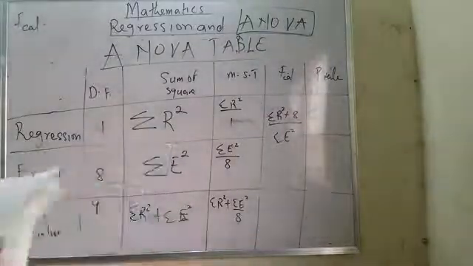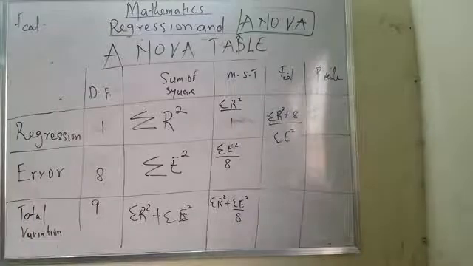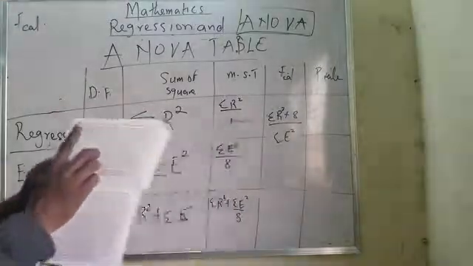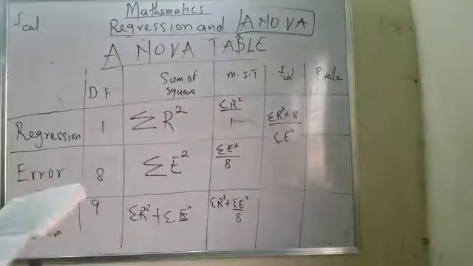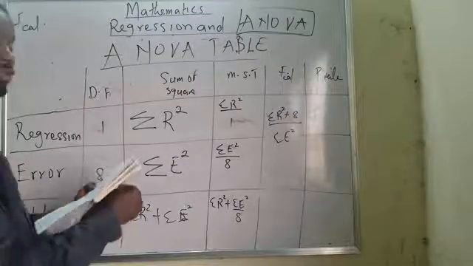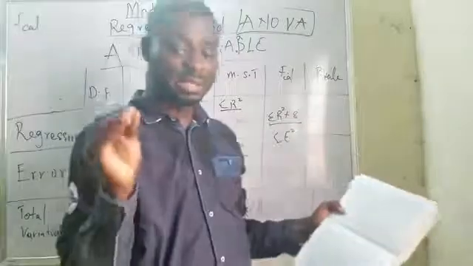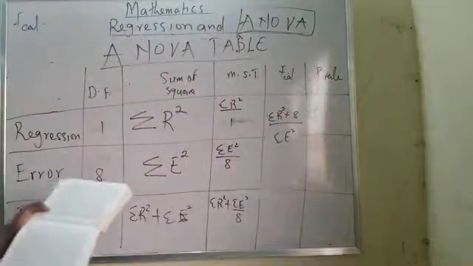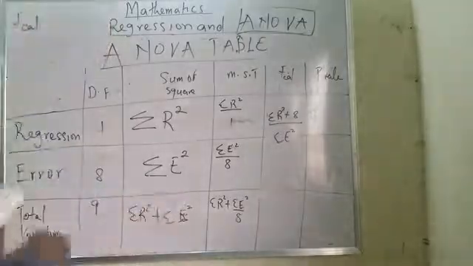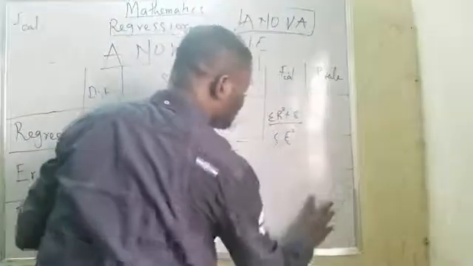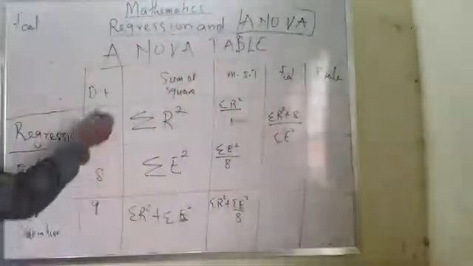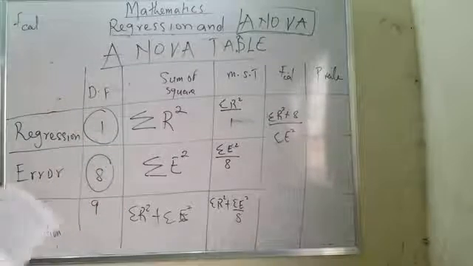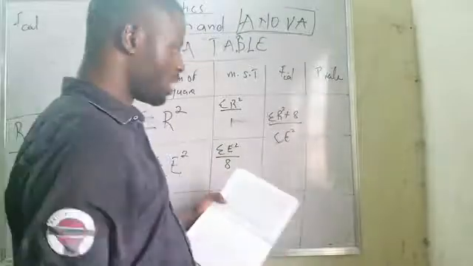Now, I will come to my ANOVA table. This is my ANOVA table, which we call the F distribution. Some textbooks call it the F distribution, some people call it the ANOVA table. On my ANOVA table, these two numbers are very important in finding my p-value or F tabulated.